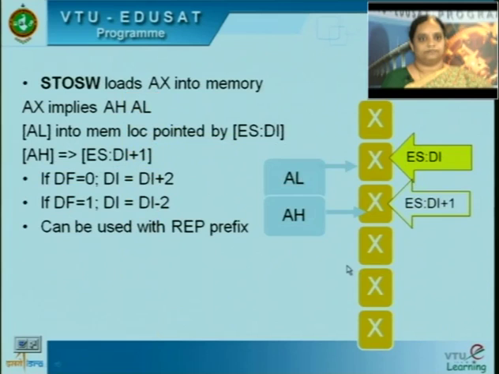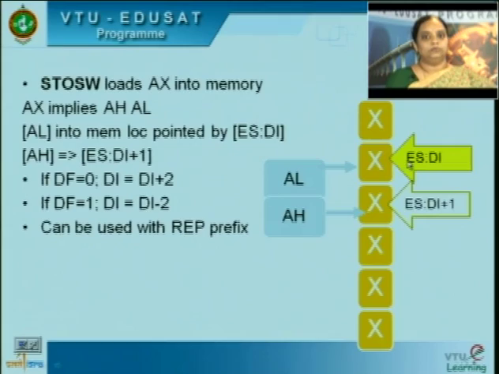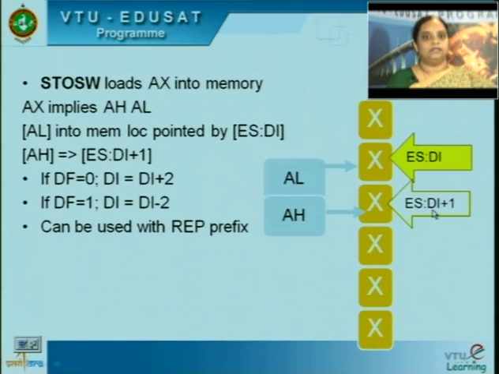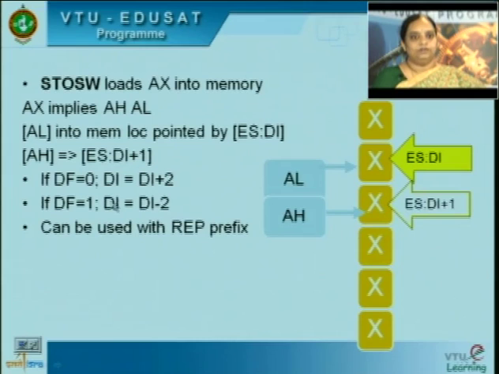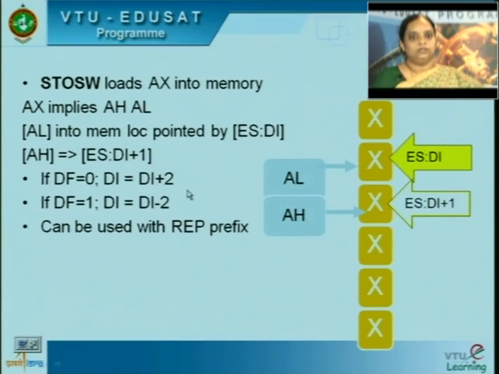And this is STOSW. As I said, STOSW will move AL and AH, 16 bit data, at once. AL will be moved to ES:DI, and AH will be moved to the next location, DI plus 1. Lower byte first and then upper byte. And once the AX contents, basically AL and AH together, are moved, then DI will be incremented by 2 if DF is 0, and it will point to the next word location, or if it is 1, it will point to the previous location. And once again, STOSW can be used with the repeat prefix.